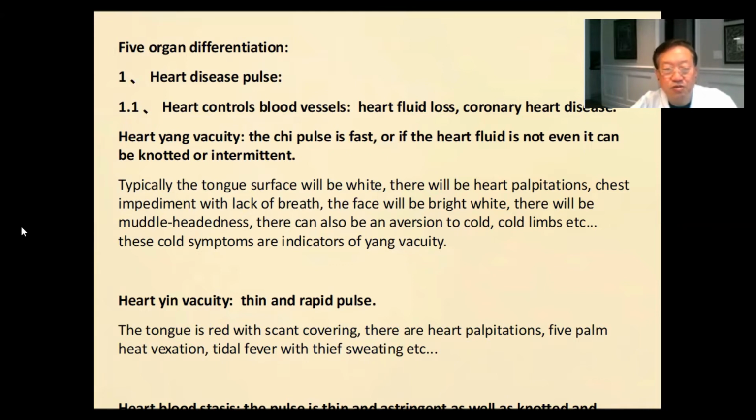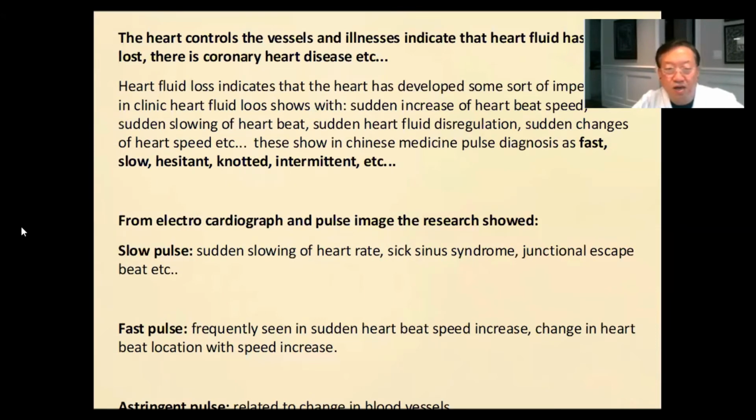Heart yin vacuity, thin and rapid pulse. The tongue is red with scant covering. There are heart palpitations, 5-palm heat taxation, tidal fever with thief sweating, and so on. Heart blood stasis. The pulse is thin and astringent, as well as knotted and intermittent. The heart controls the vessels, and illnesses indicate that the heart fluid has been lost. There is coronary heart disease, etc.